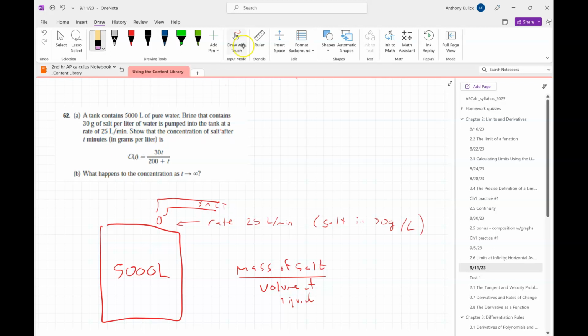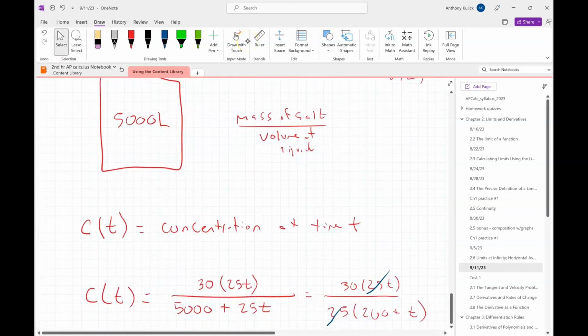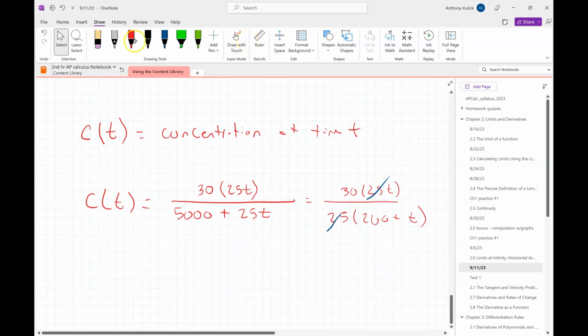What happens when T goes to infinity? Can we do this without writing anything down?